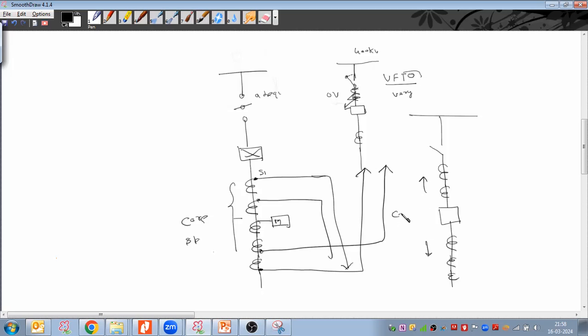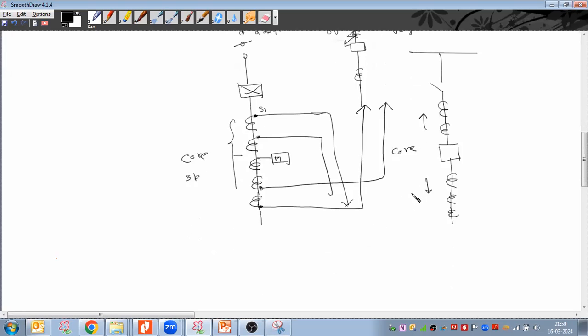This is my core splitting that I'm telling. It means there would be two separate CTs, right? As taken, two separate CTs, right? Yes, sir. Exactly.